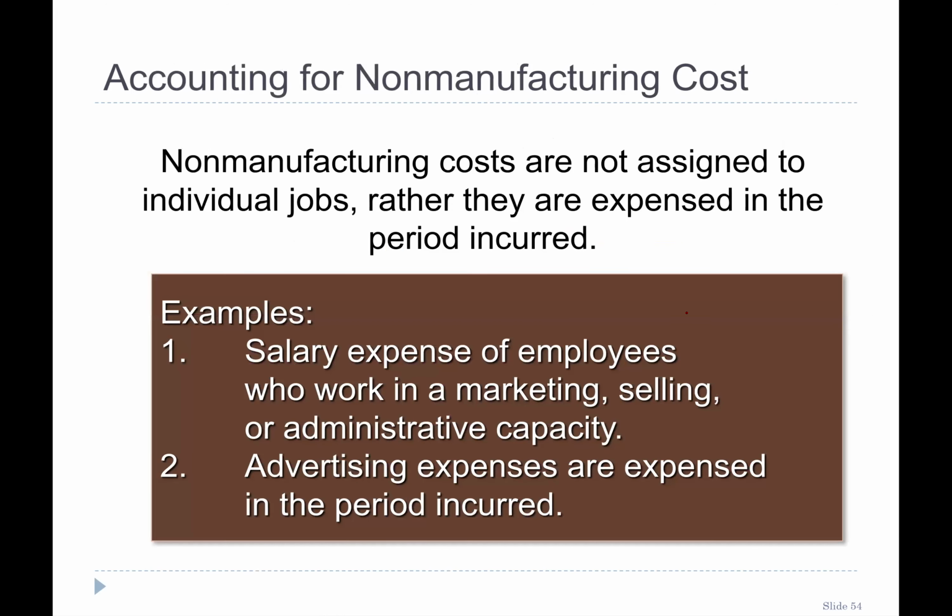Here we go. So there are also non-manufacturing costs like administration cost and selling cost. Non-manufacturing costs are not assigned to individual jobs. So they are not included in product cost. They are period costs.